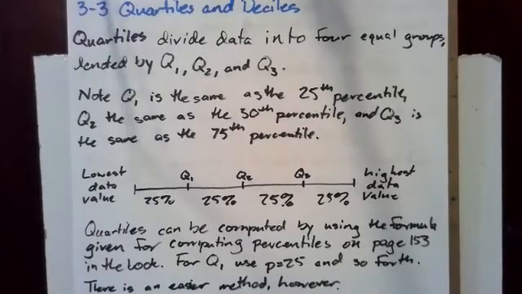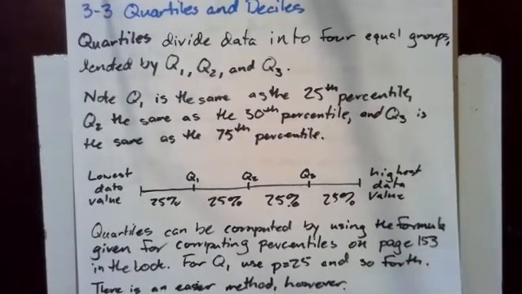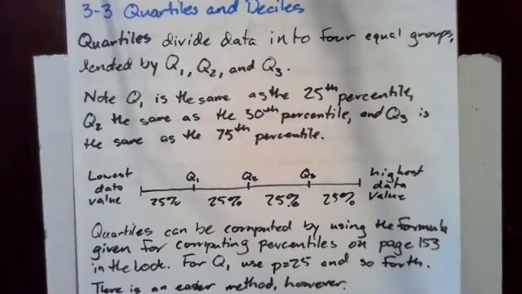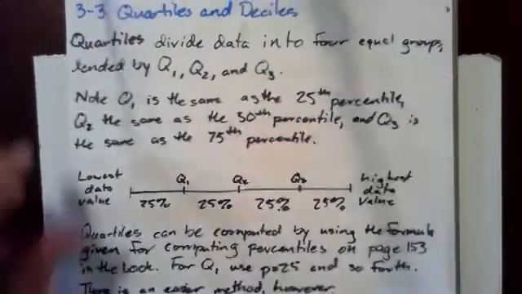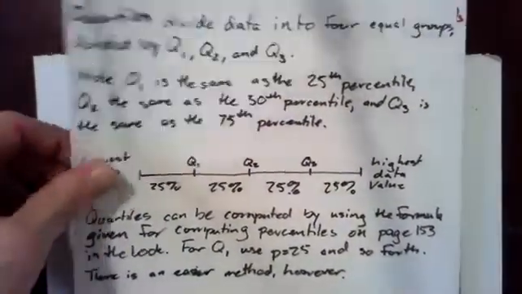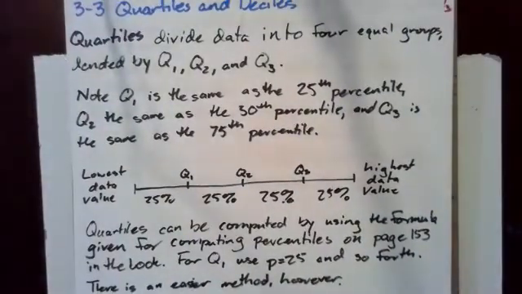In this video, we'll look at quartiles and deciles. Quartiles divide data into 4 equal groups, denoted by Q1, Q2, and Q3. Note, Q1 is the same as the 25th percentile, Q2 the same as the 50th percentile, and Q3 is the same as the 75th percentile.